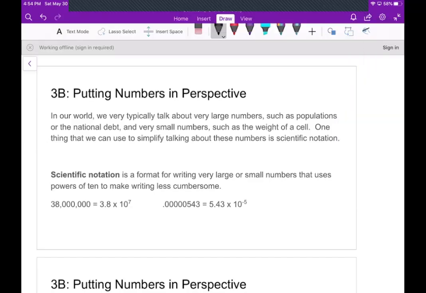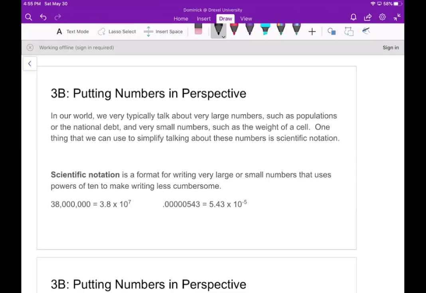Okay, guys, the name of the section that we're going to be discussing today is called Putting Numbers in Perspective. So we'll talk about some things like scientific notation, we'll talk about scaling, other things that have to deal with putting numbers in perspective.